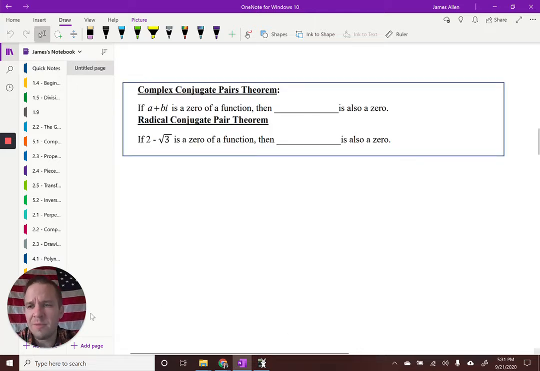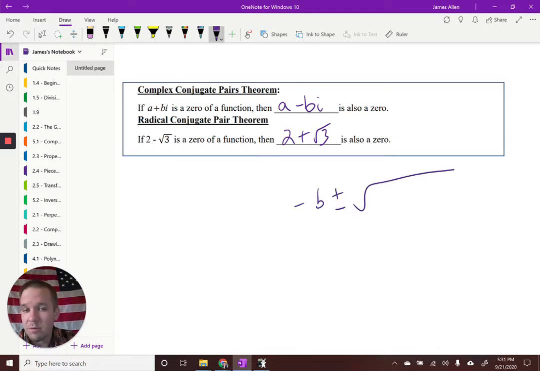A couple of theorems here. Love me some theorems. So we've got, if a plus bi is a 0 of a function, then a minus bi is also a 0, okay? So that is our complex conjugate pairs, and then it also works with radicals. So the radical conjugate pairs theorem is if we have 2 minus root 3 as a 0 of a function, then 2 plus root 3 is also a 0. Think about the quadratic formula, right? It's negative b plus or minus the square root. So if we have something minus a radical, we've got to have something plus a radical, right? So that's why that one is going to have those 2 solutions.